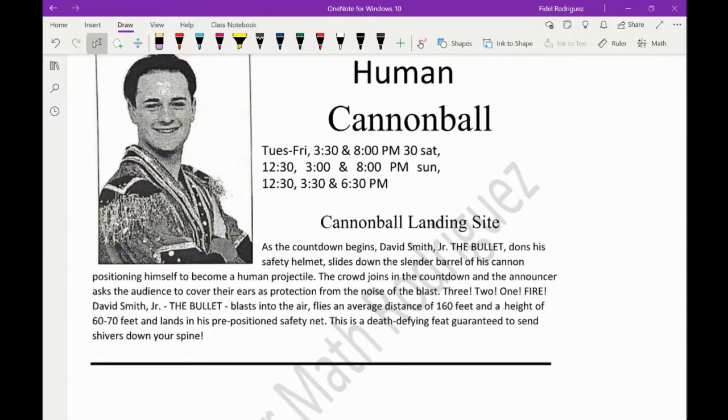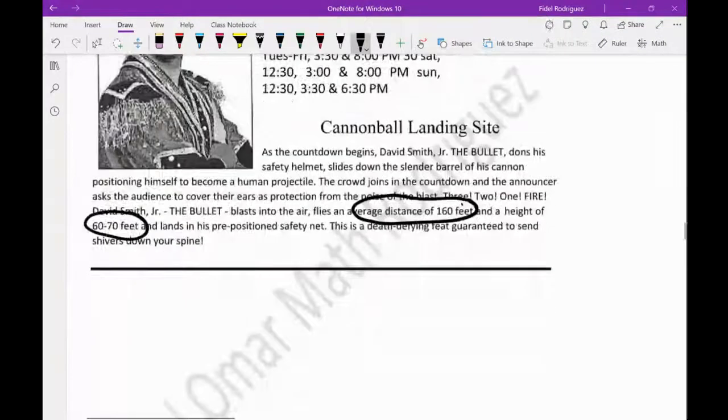What we're going to do, y'all, we're going to figure out the equation that describes the path on how he got shot out of a cannon. Okay. So first thing, we know a couple of things. We know that he was shot a distance of 160 feet. So from one point to the next, like on the x-axis, he went 160 feet. And it says he reached a height of anywhere between 60 to 70 feet.